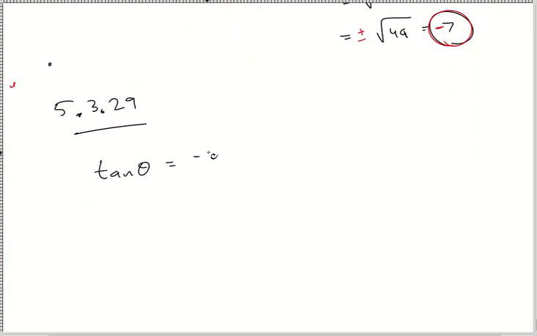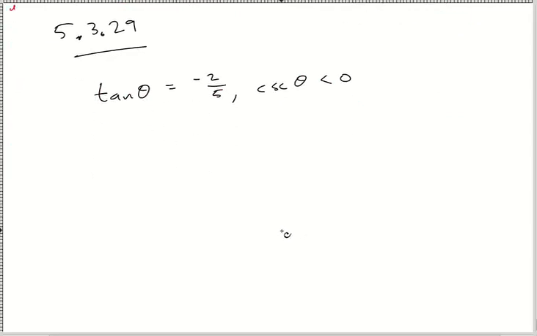Tangent of theta is equal to negative 2/5. Cosecant is less than 0. Figure out all the sine, cosines, and tangents. Okay, so remember that this is y over x. And so I go immediately and say, you know what? I got a negative 2 for y, but my x is 5.